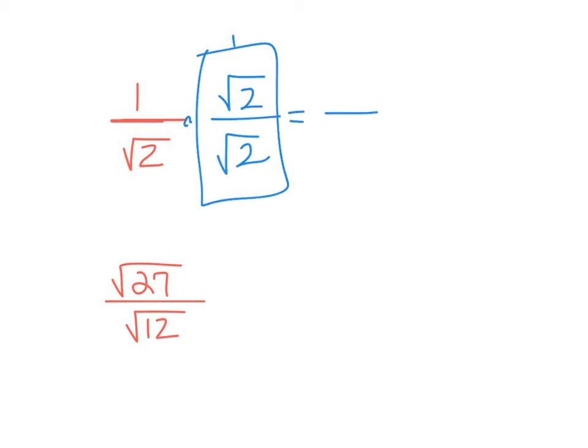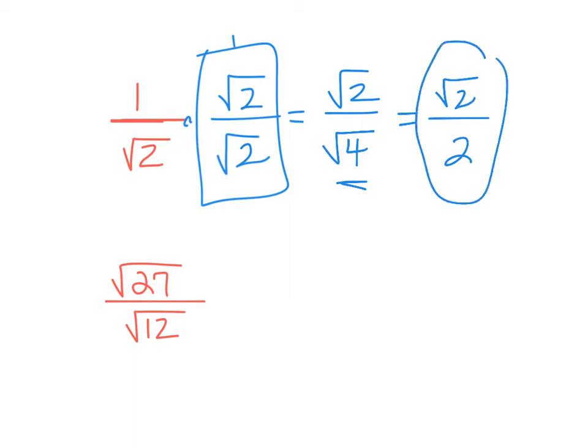So let's see what happens. Okay, on the top, if I do 1 times the square root of 2, I end up with the square root of 2. On the bottom, if I do square root of 2 times the square root of 2, I end up with the square root of 4. And then I can just simplify this one more time. The square root of 4 is 2. And then on the top, I still have square root of 2. All right, I cannot break down the square root of 2 anymore. So square root of 2 over 2 is my final answer.